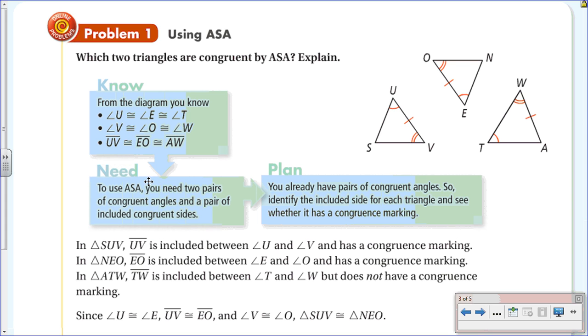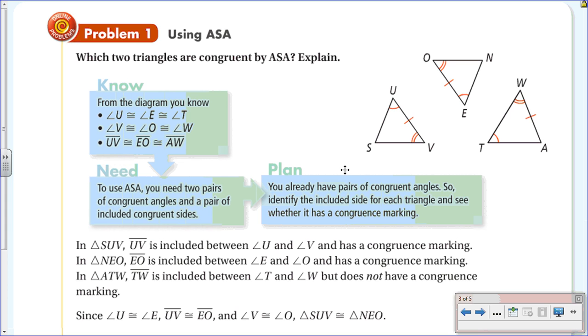Now, to use the angle side angle postulate, we need two pairs of angles and a pair of included congruent sides, because that is what the angle side angle postulate requires. Two angles and the included side. Here, we already have pairs of congruent angles. So identify the included side for each triangle and see whether it has a congruence marking.